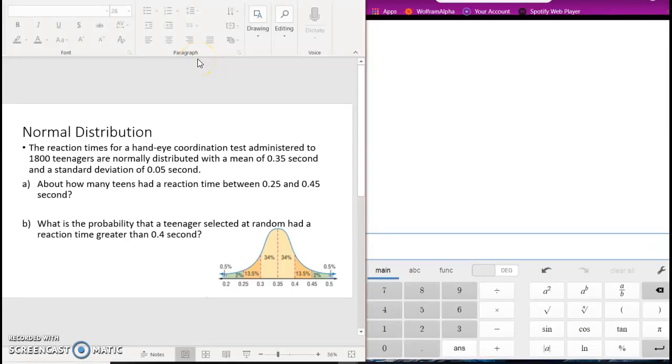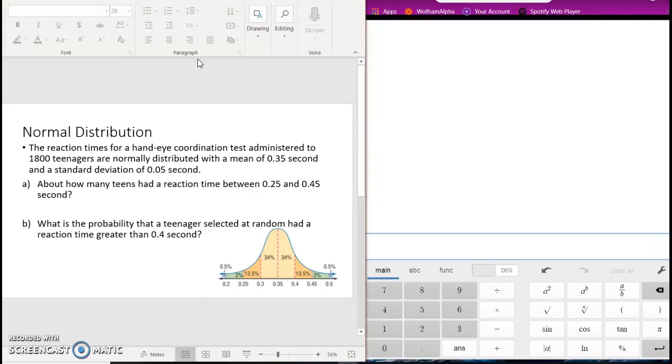The reaction times for a hand-eye coordination test administered to 1,800 teenagers are normally distributed with a mean of 0.35 seconds and a standard deviation of 0.05 seconds. About how many teens had a reaction time between 0.25 and 0.45 seconds?